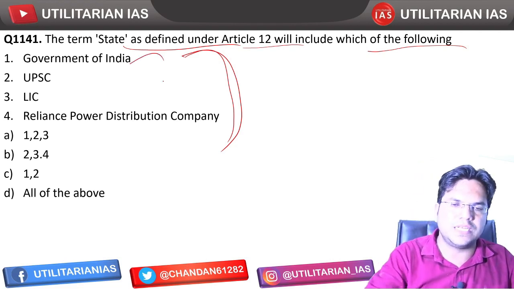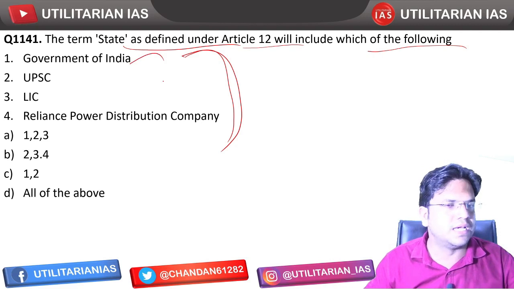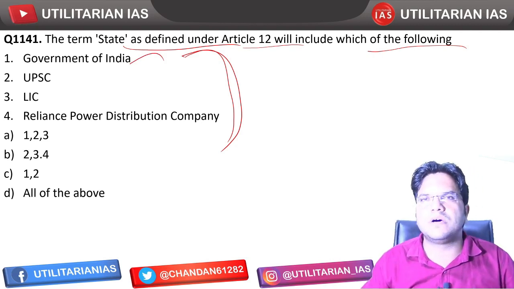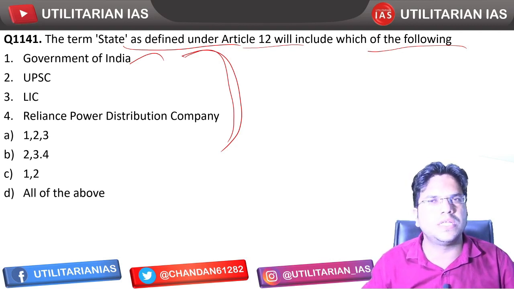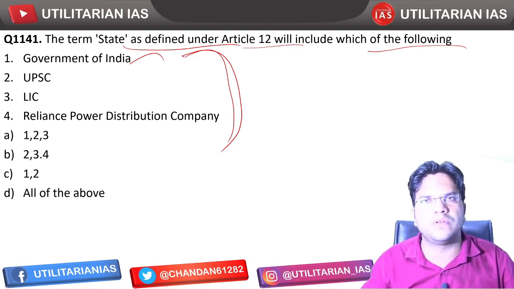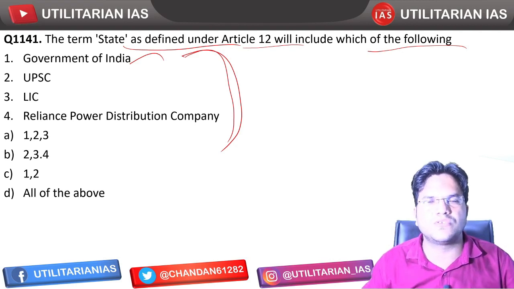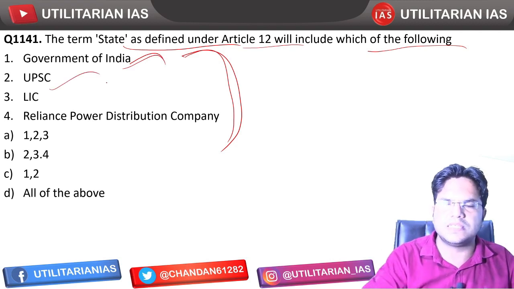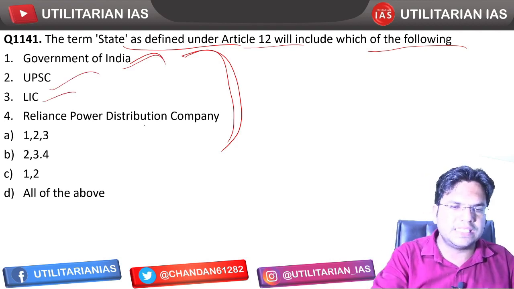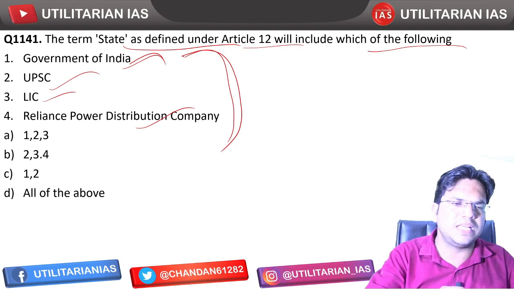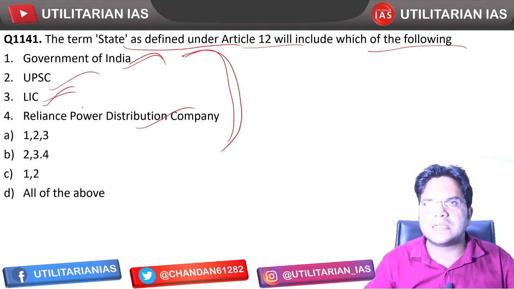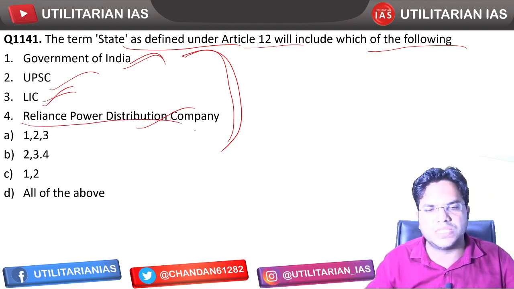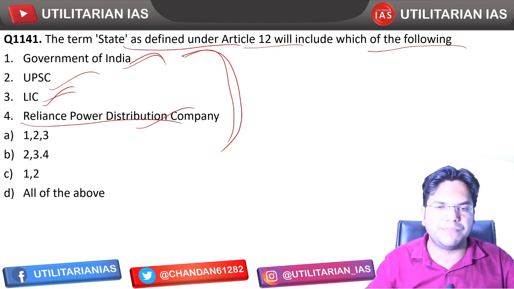So Government of India, can it be described as state? Of course. On Article 12, if you have not seen the video, if you have not read Laxmikant or any other book, then we have made two videos on Article 12. You can type Article 12 Utilitarian IAS and you will find them. Anyway, Government of India, of course. UPSC, is it a part of state? Of course. LIC and Reliance Power Distribution Company: for LIC you can mark that yes, it may be part of state, but there will be a slight amount of confusion over Reliance Power Distribution Company, right?